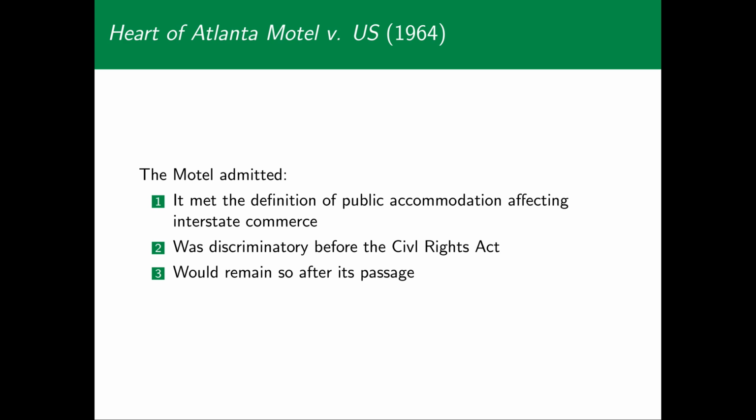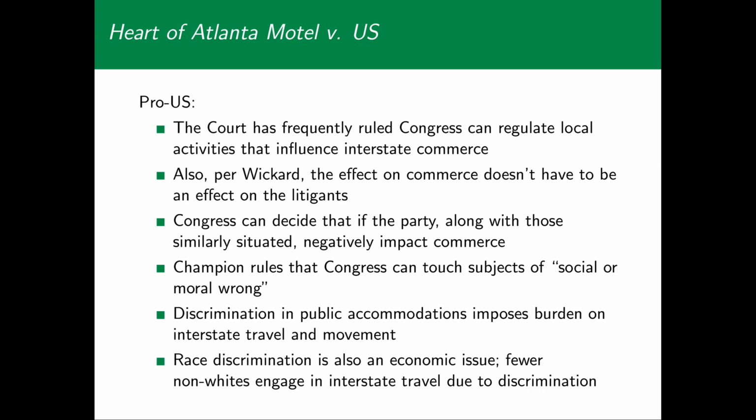So the United States here says, look, this court has said that we're allowed to regulate local activities that influence interstate commerce. What we learn in Wickard versus Filburn is the effect doesn't have to be an effect on the litigants. This is something we also learn in Darby, that the thing that matters is the thing being regulated. It's not who's affected by the regulation. Regulations are allowed to affect people. That's what they do. So the way that the court has to look at these cases is not who's being affected. It's not, is the Heart of Atlanta Motel being affected? It's what's being regulated. And here the thing being regulated is that which influences interstate commerce.